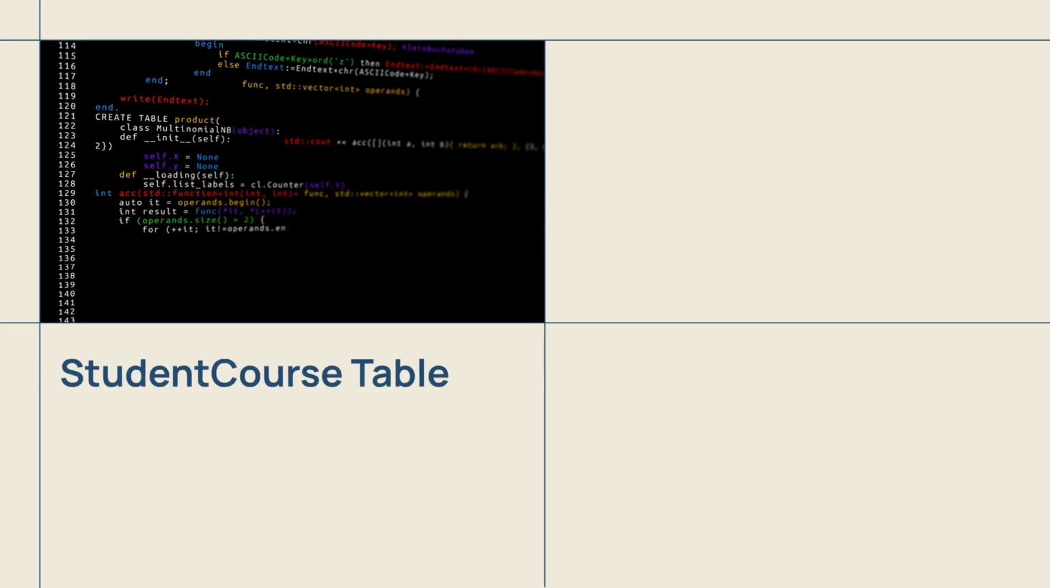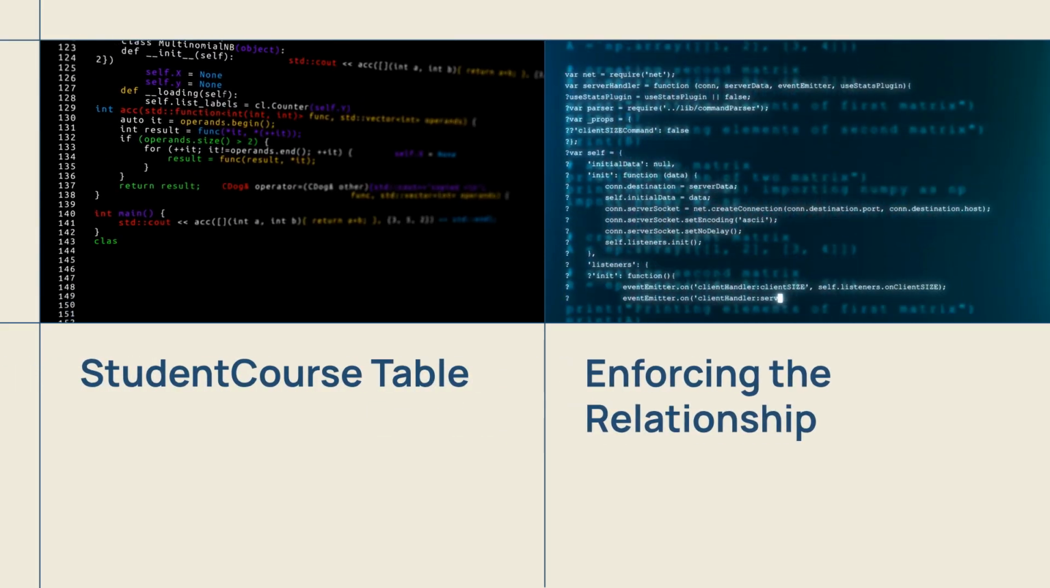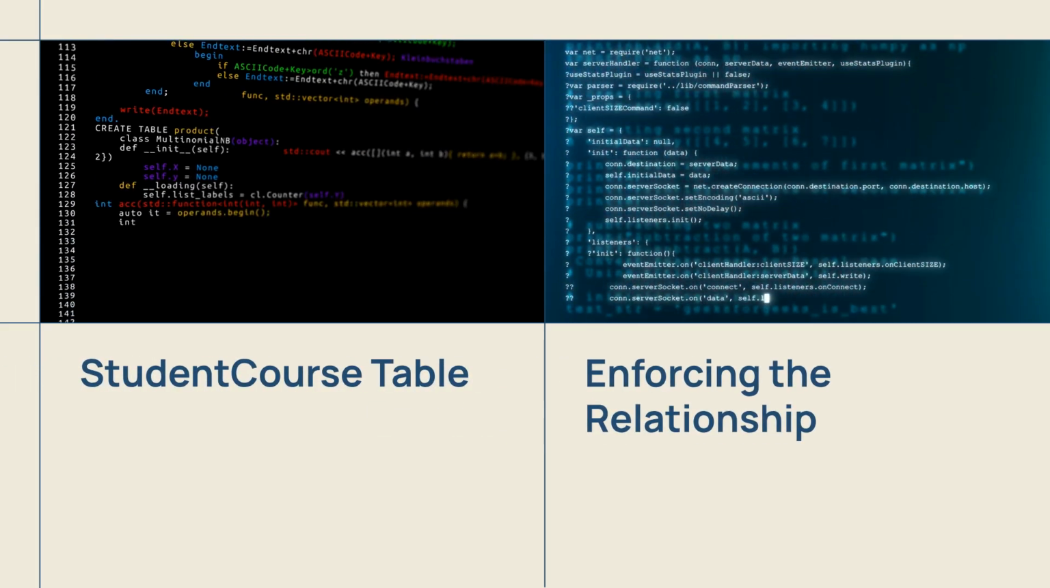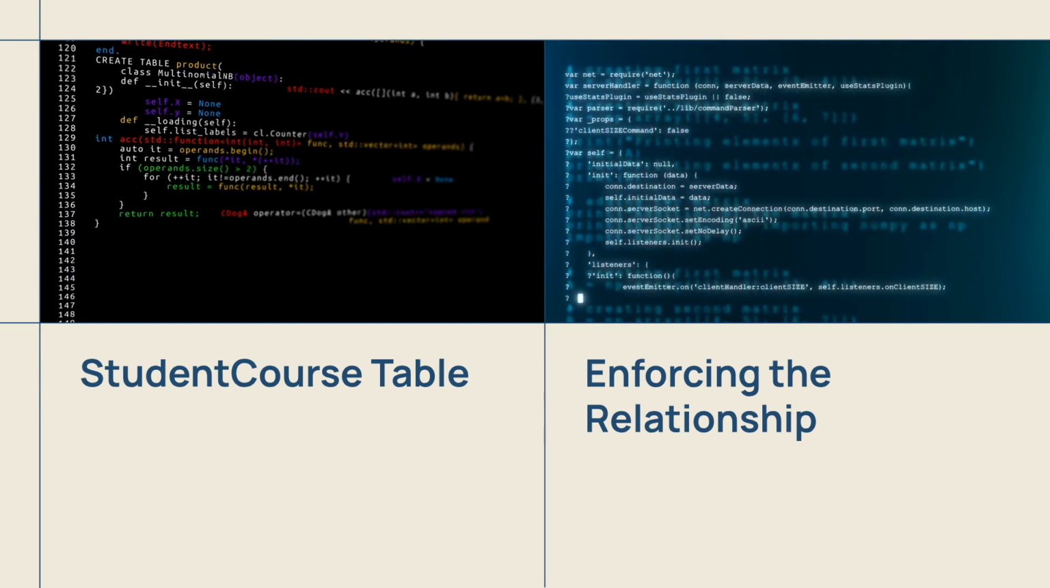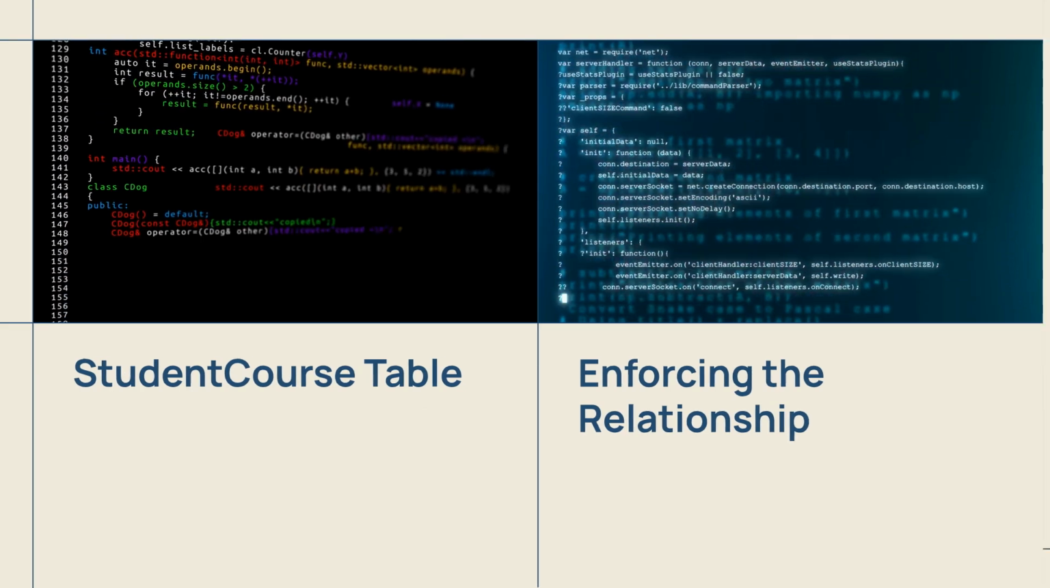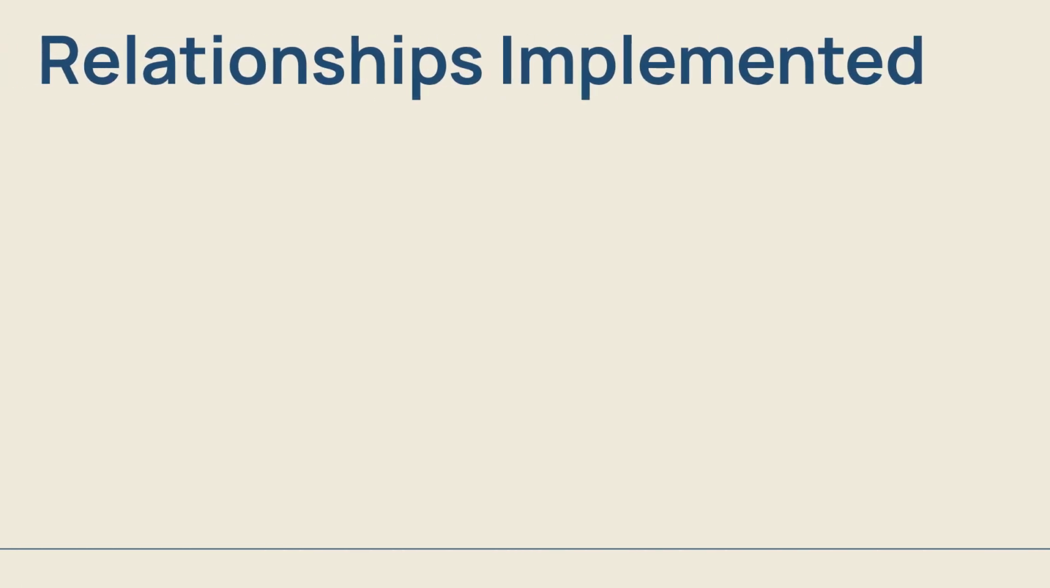The resulting schema effectively enforces the many-to-many relationship between students and courses through the intermediary student course table, ensuring a robust and flexible database. By using a weak table, we ensure clarity, uniqueness, and flexibility, making many-to-many relationships easy to manage in your database design.